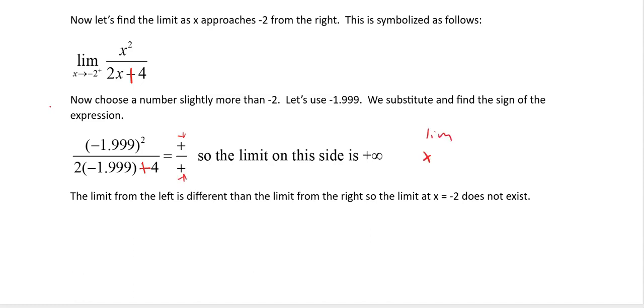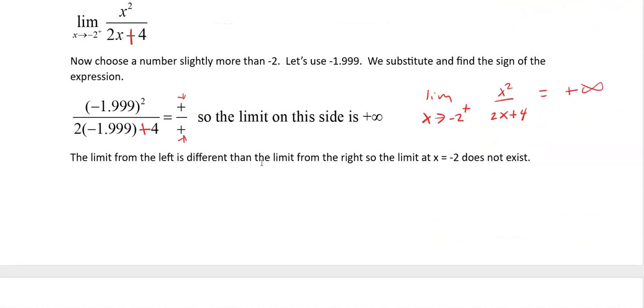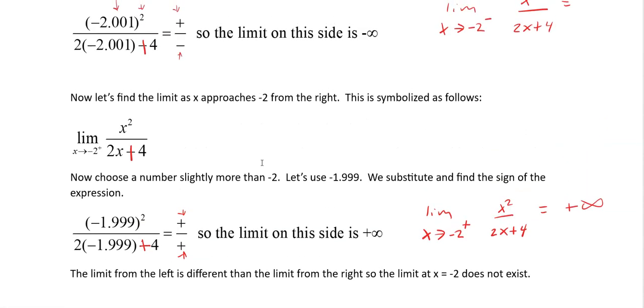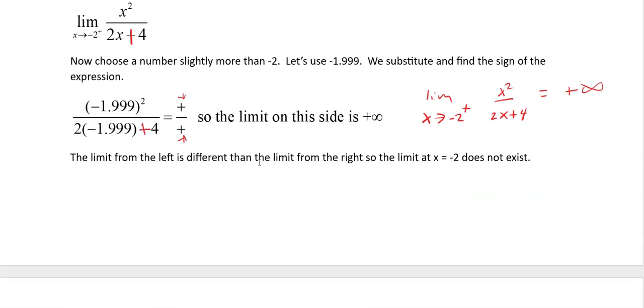So the limit as x goes to negative 2 from the right of x squared over 2x plus 4 is positive infinity. Well, when I did the limit as x goes to negative 2 from the left, I got negative infinity. They do not match. The rule for limits is if the limit from the left is not equal to the limit from the right, then the limit does not exist. And this is also a little bit of a review of doing one-sided limits. So the limit at x equals negative 2 does not exist.